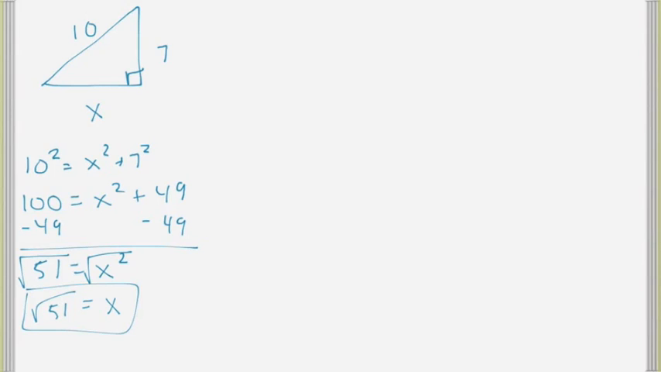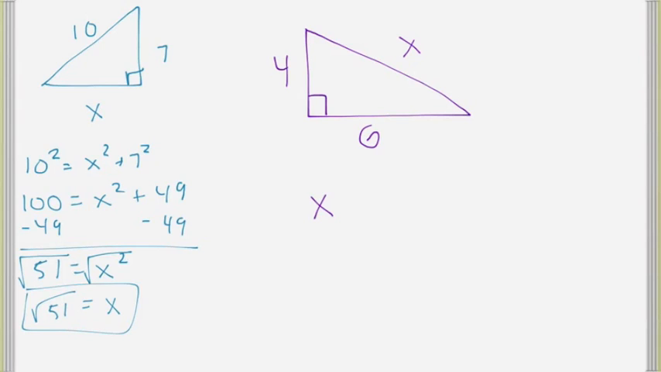Next example. Which of those is the hypotenuse? Yes. So that's the one that's going to go by itself. X squared gets to go by itself this time, equals 4 squared plus 6 squared. Always make sure your hypotenuse is alone.